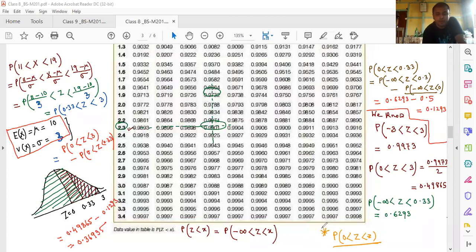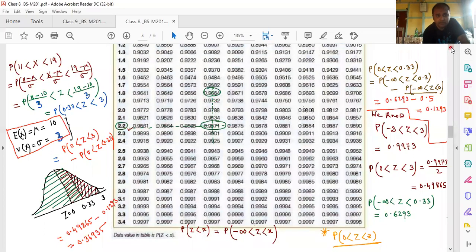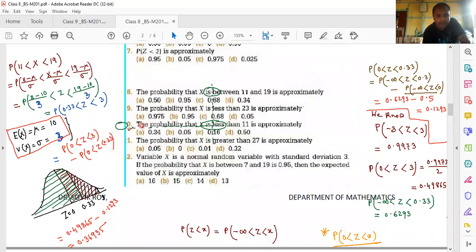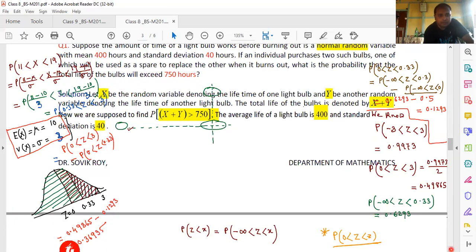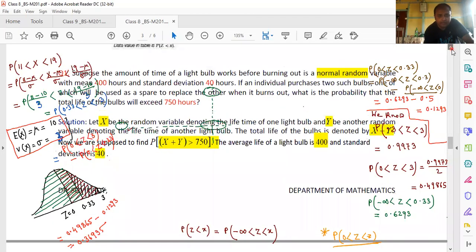Remember, this question is very important, and try to remember how I have solved it. Not only this, other problems which are given, 9, 10, 11, 12, you try to solve all of these by considering this particular value of mine. Expectation of x equal to mu, which is 10, and variance of x equal to sigma, which is 3. Try to solve other problems at home. And here I have shown another problem.